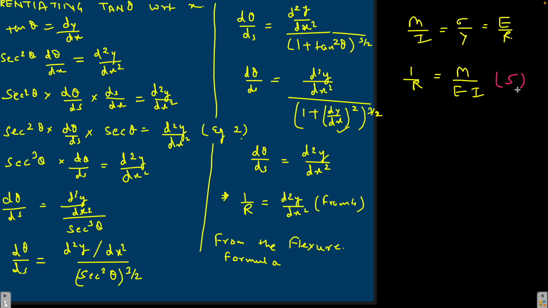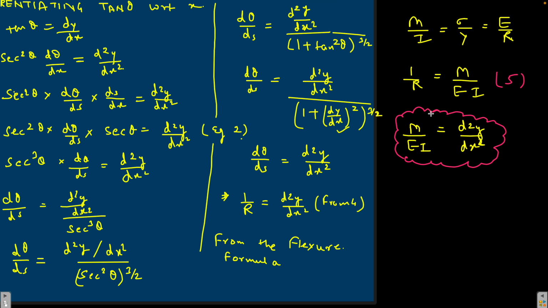Now instead of 1 by R, we will write M by EI. So we can write M by EI is equal to d2y by dx square. Again, I request those who don't know where I have taken this flexure formula from to go through my previous lecture and learn from there. So this equation, M by EI is equal to d2y by dx2, is the differential equation for deflection of the beam.